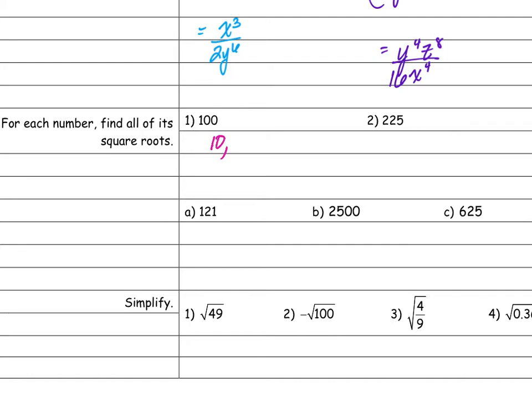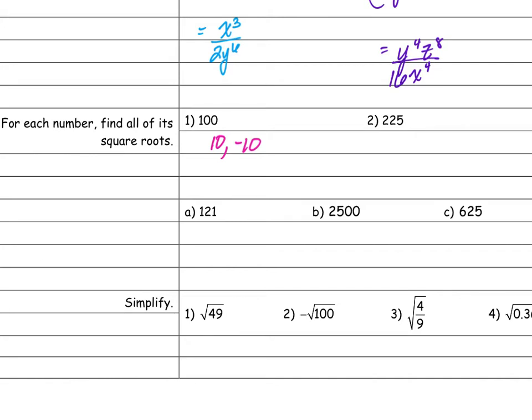Is it negative 10? Very good, Vanessa. Negative 10. Bruh. Vanessa cheated. She looked at my paper. Cheater. She totally did. Okay, right? Because 10 times 10 is 100. And negative 10 times negative 10 is also 100. Two different numbers. Okay? So, okay, what about 225?